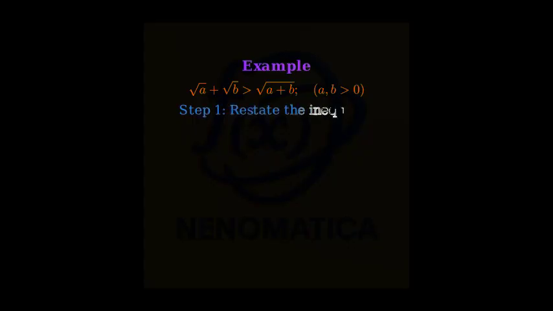Let's follow a step-by-step approach to prove this inequality. The first step is to restate what we're trying to prove. The next step in our proof is to square both sides of the inequality.